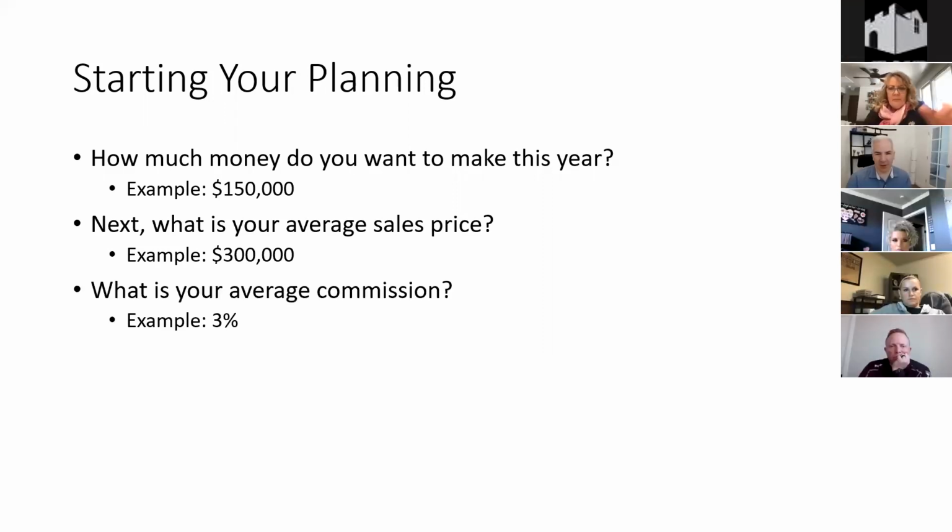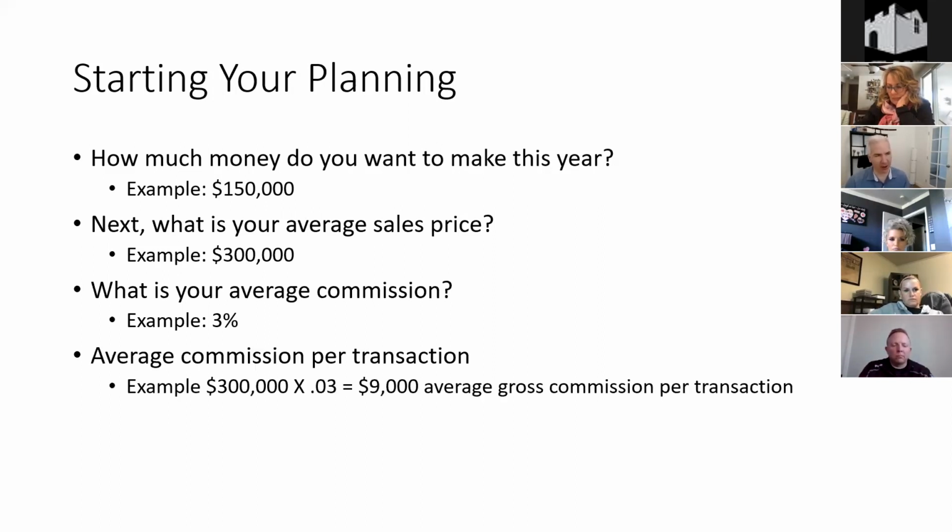The third question is, what's your typical commission rate? All we're trying to figure out with this is, what is your average commission per transaction? At the end of the day, that's what we're trying to figure out. If you know what your average sales price is and what your typical commission rate is, it's easy to figure out what your average commission is. So in my example, if I'm averaging $300,000 per transaction, that's my average sales price, and I'm earning a typical 3% commission, it's just simple math.